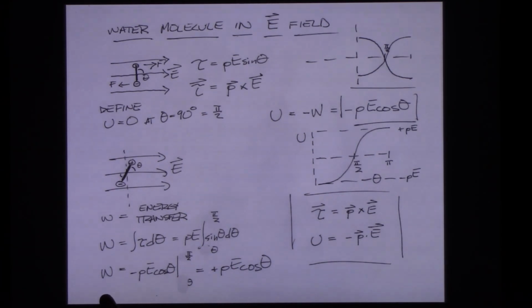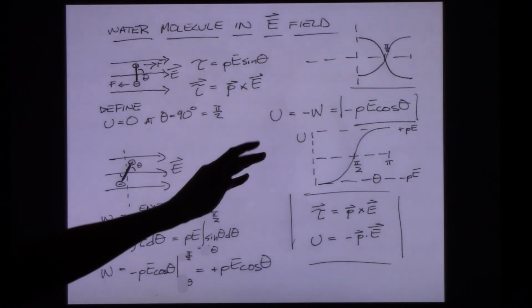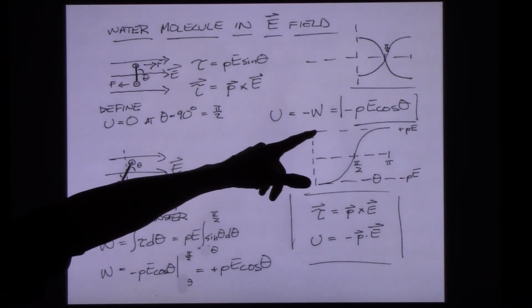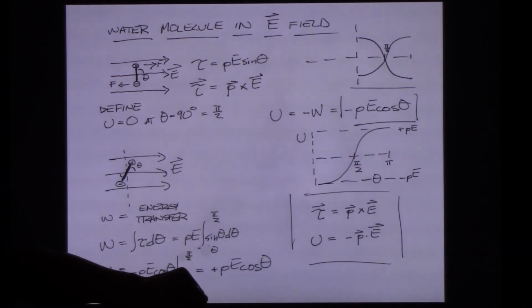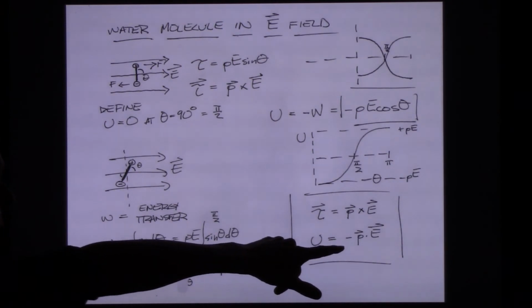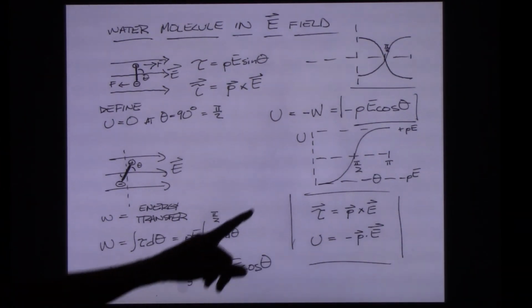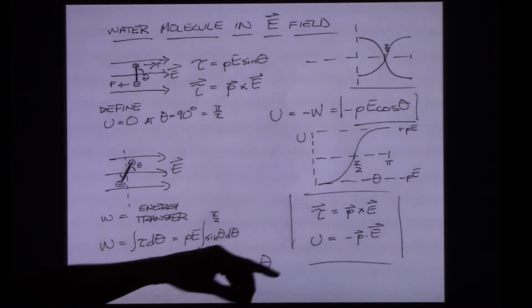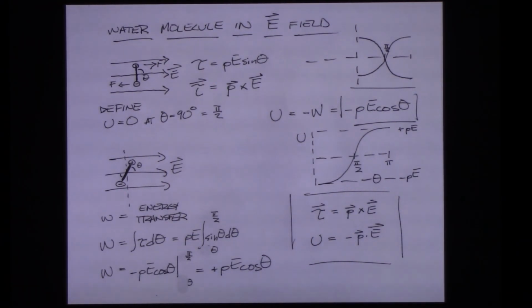Being done by the field. And so the potential energy that we store up is negative PE times the cosine of theta. Here is the plot for that. And we can write this as a dot product. So the torque we could write as a cross product. The potential energy we can write as a dot product.